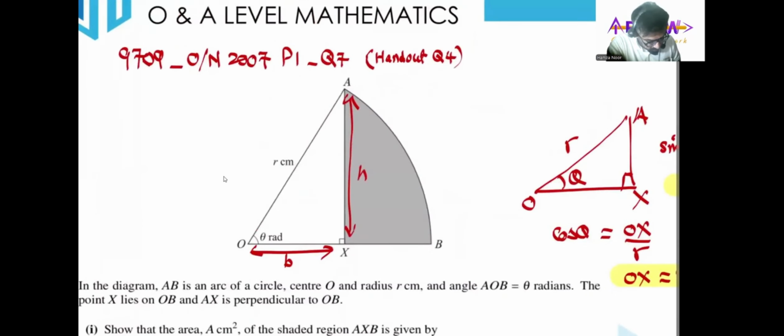Okay, this is the expression for the area of the shaded region. In part 2, it says that in the case where r is equal to 12 and theta is equal to pi over 6, find the perimeter of the shaded region AXB, leaving our answer in terms of root 3 and pi. So in order to find the perimeter of the shaded region, first we have to find this length XB. Then we have this length AX, which is the height of the triangle, and then we will add this arc length AB.